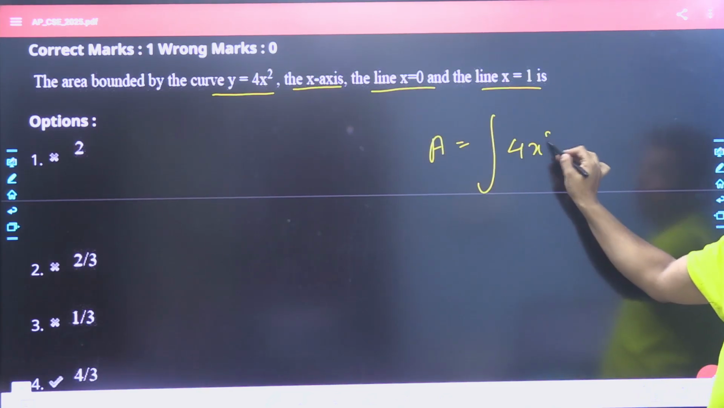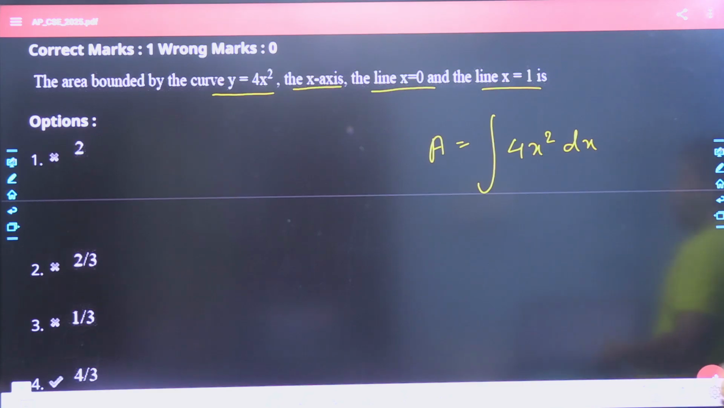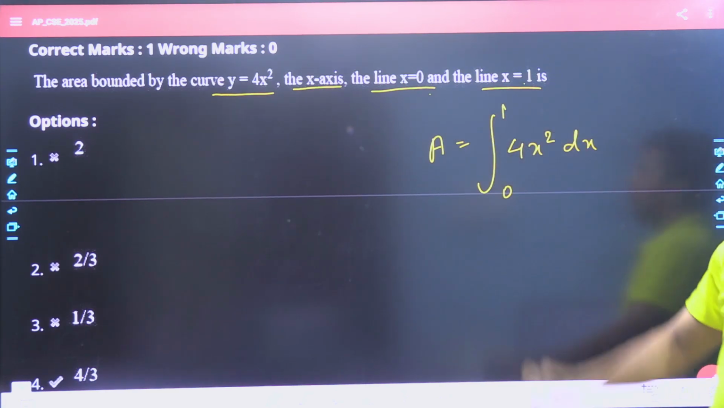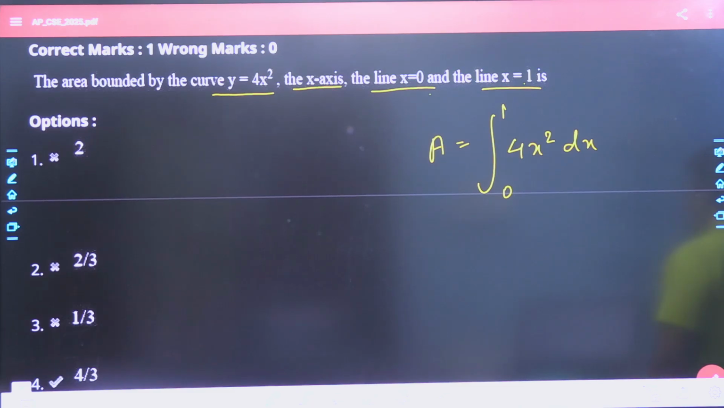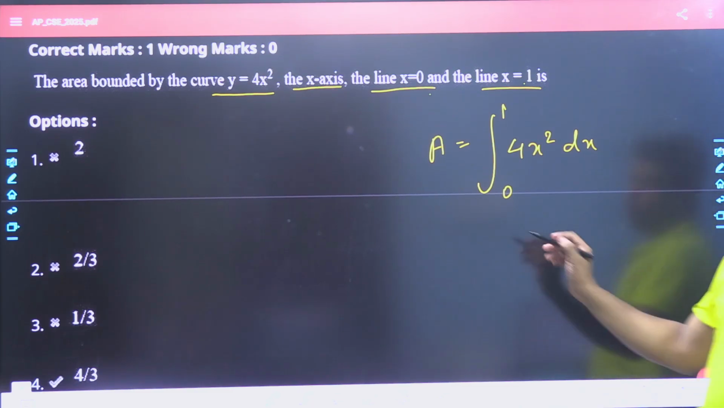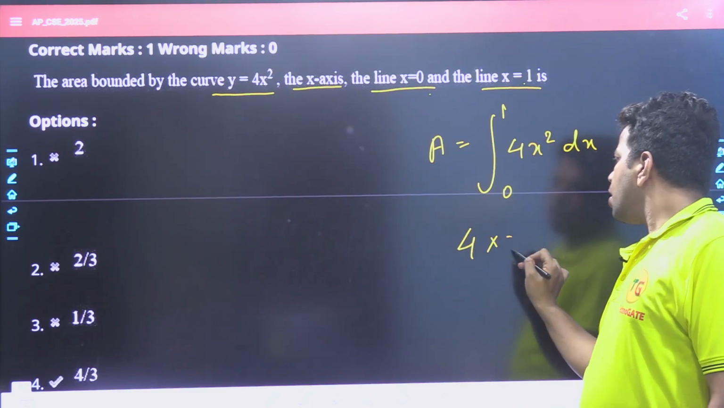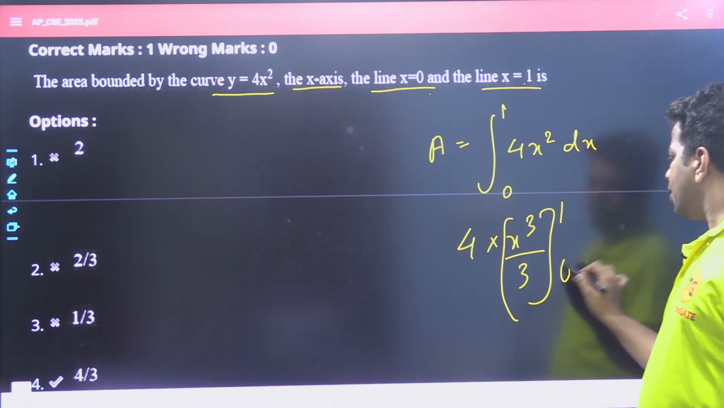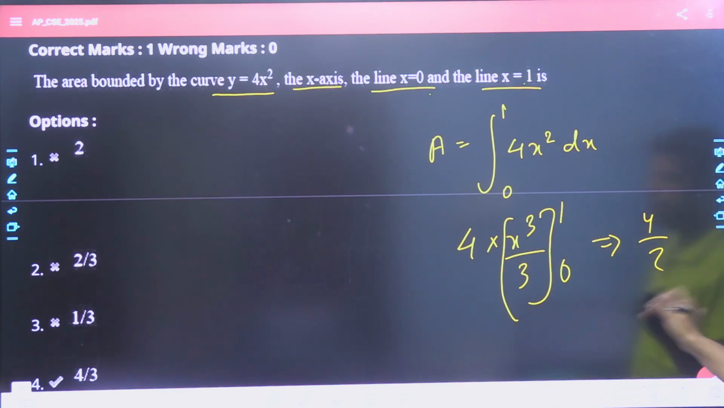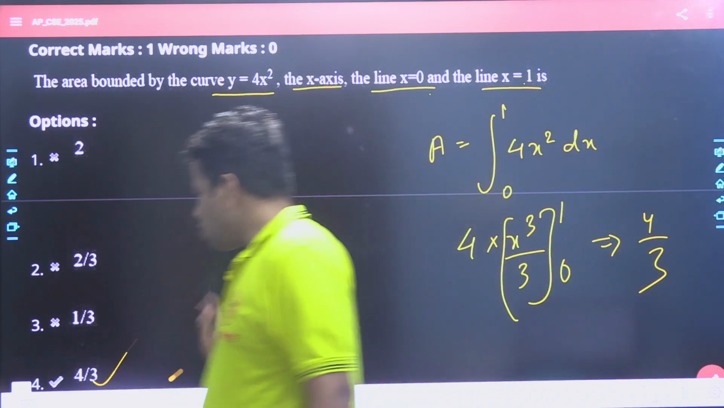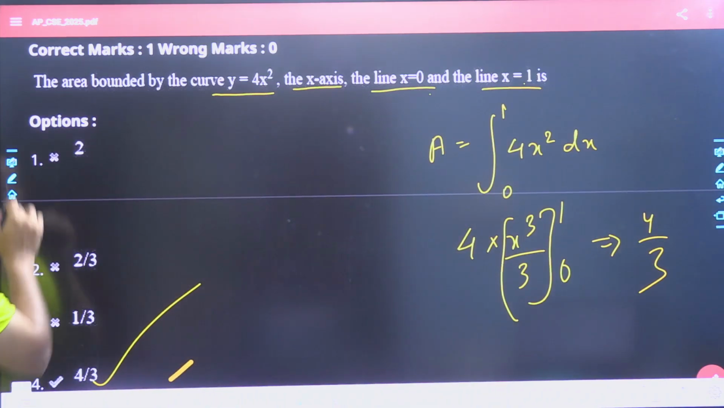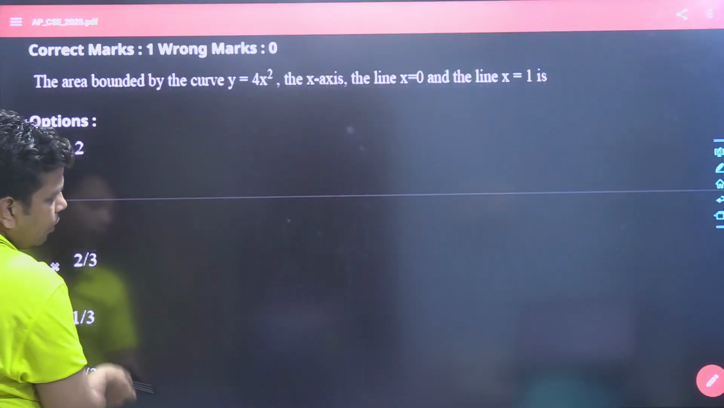So the curve is 4x square dx, and the range is from 0 to 1, so we put the limit from 0 to 1. We are going to integrate this: 4 into x cube by 3. Taking the limit, it is simply 4 by 3. So you can go with the last option; the area is 4 by 3. Got it? Let's move towards the next question.